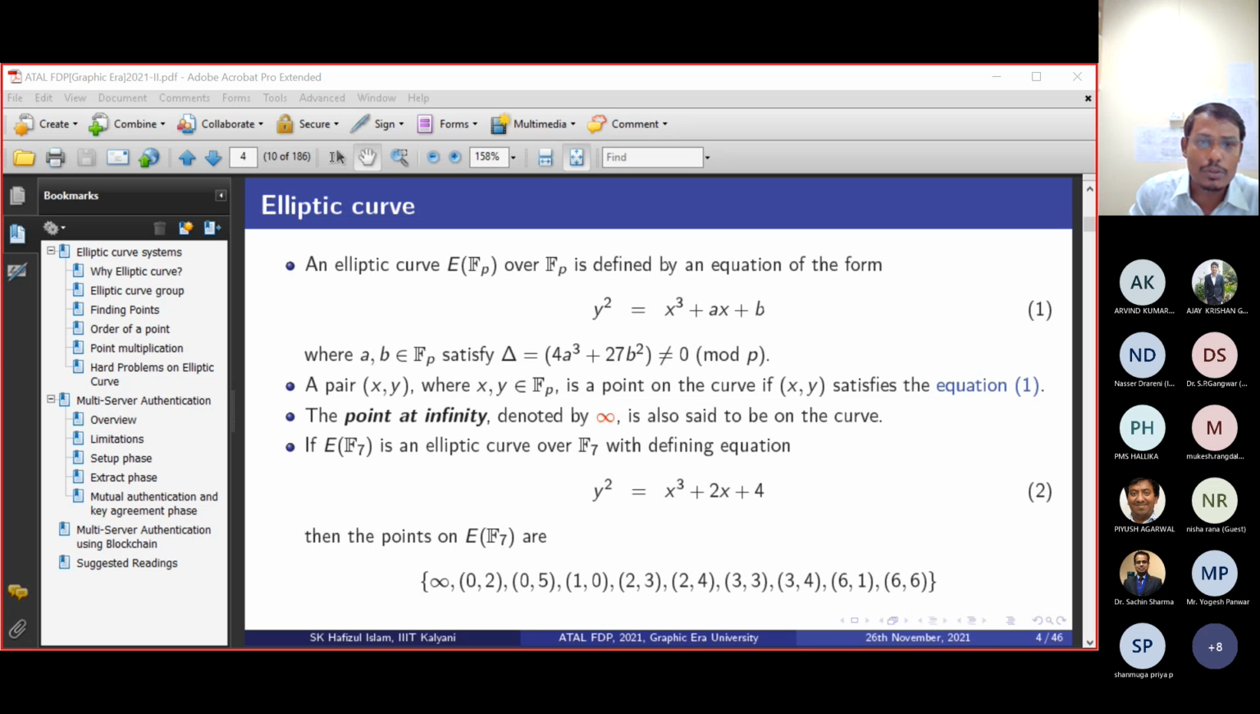Yes, so if x equal to 0, then y square is equal to 4, so y is equal to plus minus 2 mod 7. If you are familiar with the mod operation, minus 2 mod 7 is congruent to 5. That is why 0, 2 and 0, 5 are the 2 points. Then if I take x equal to 1, it becomes 7.